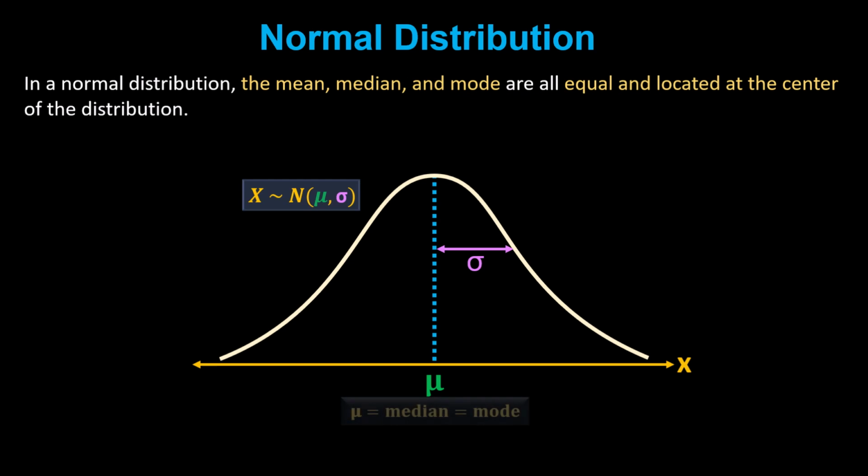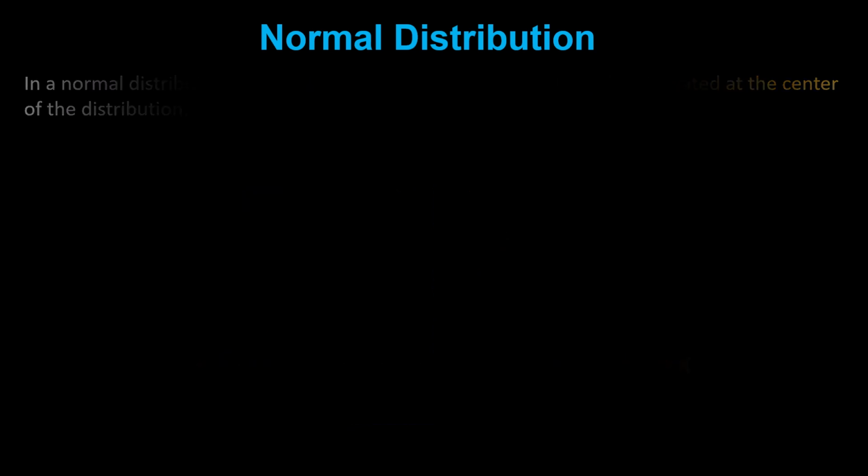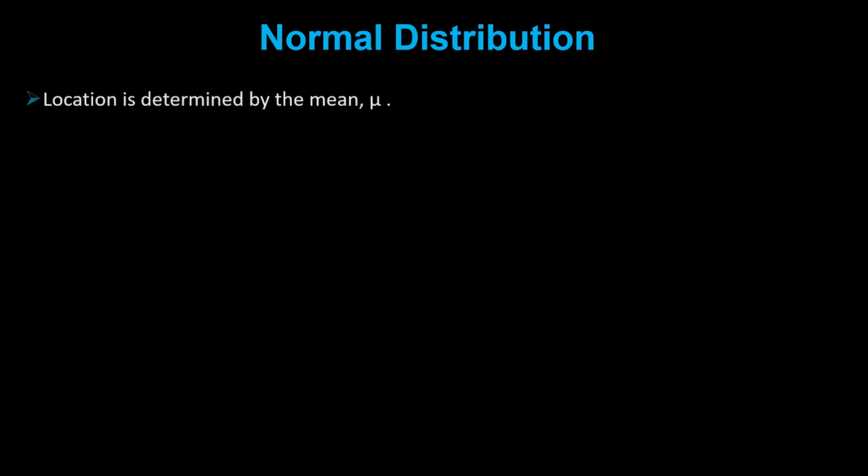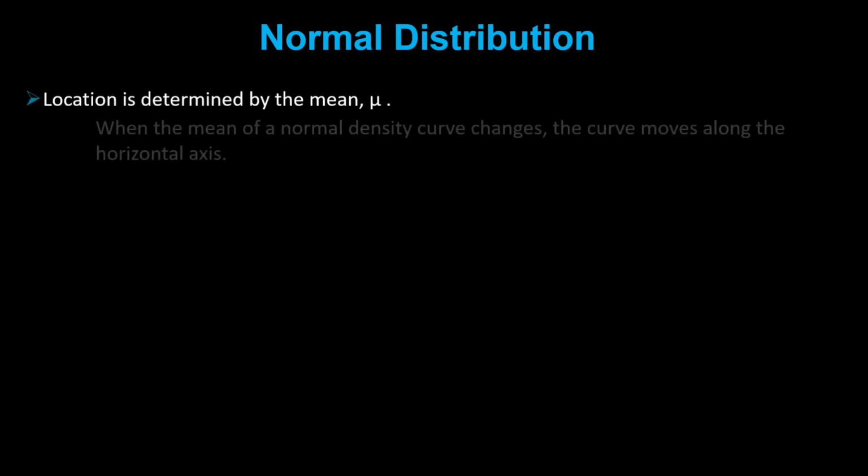We know this is a symmetric distribution. As we discussed before, for any symmetric distribution, the mean, median and mode are all equal. Yes, it is the same here. The mean, median and mode are all equal and located at the center of the distribution. It is the same for any symmetric distribution. Location is determined by the mean mu.